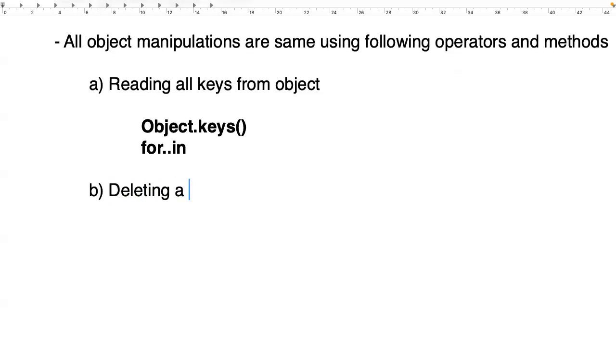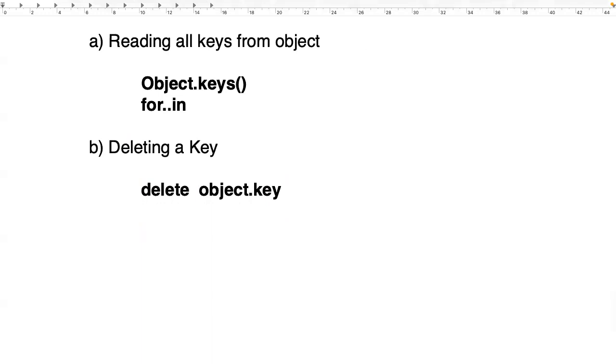Deleting a key. How can you delete a key? By using the delete operator. By using the delete operator, you can delete a key: delete object.keyName, and the key will be deleted.